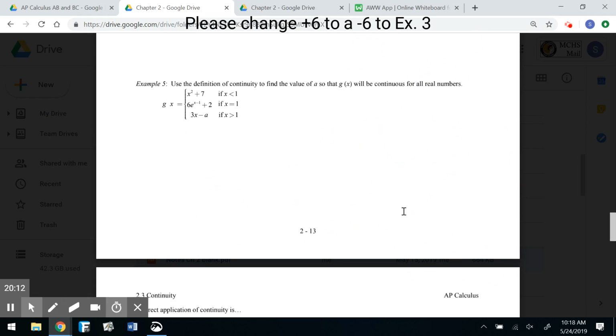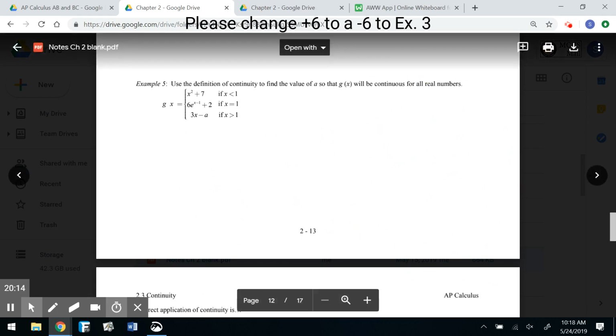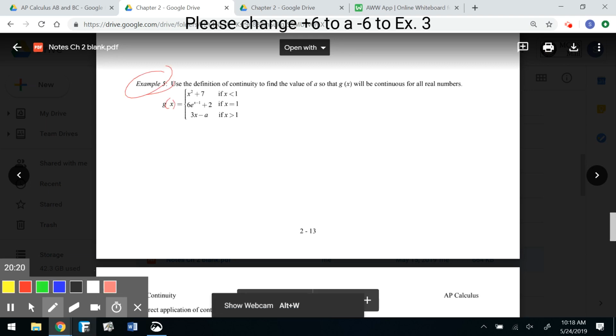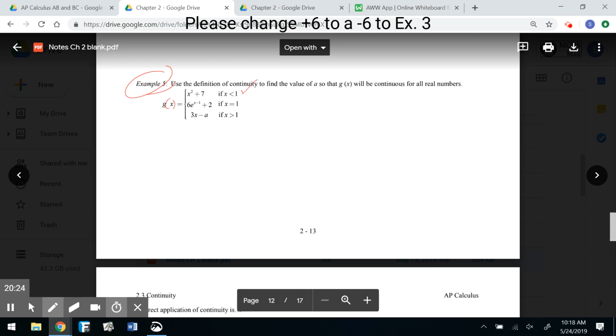Oh my gosh, sweet. Check out example 5. That dude's got 3 pieces. I don't think it could get more fun than that. 3 pieces, and they're asking me about continuity? Whew, that's a parabola. That's continuous everywhere. That guy's an exponential. That's continuous everywhere. That's a line. That's continuous everywhere. Oh, and then they're throwing in some a. So I've got to find some value of a that will make it continuous.